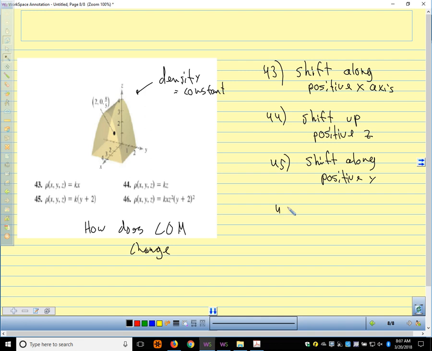How about 46? If rho is kxz squared (y plus 2) squared. Yes. It's going to be positive everything, but z is more positive, and y even more positive. So we're going to have more mass concentrated higher up and further to the right.